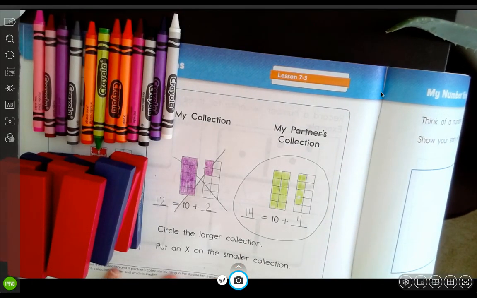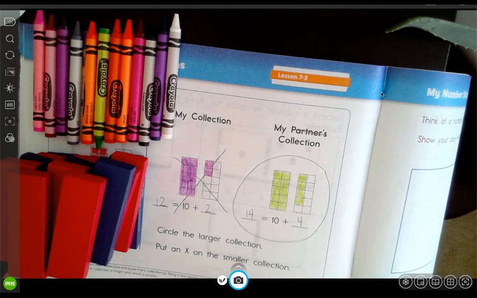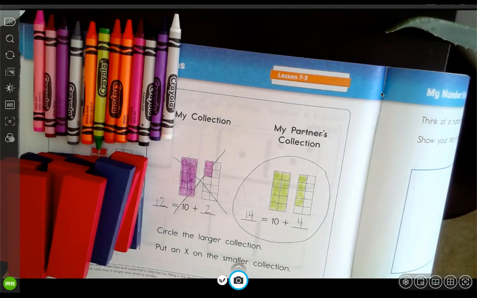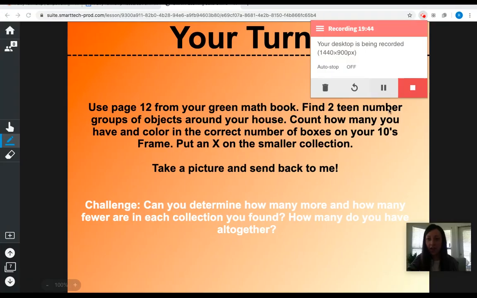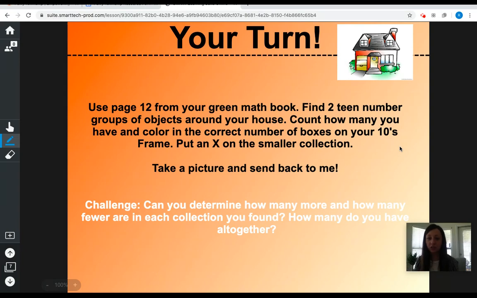All right, so your job is to find those two different groups of objects around your house, okay? And then you are going to take a picture of that and send it back to your teacher, okay? If you'd like to try the challenge, it says, can you determine how many more and how many fewer are in each collection that you found? And how many do you have all together? So how many do you have with both collections? How many are there all together?